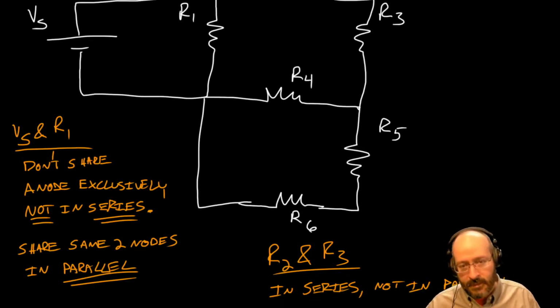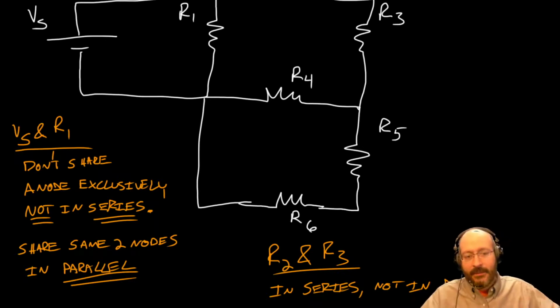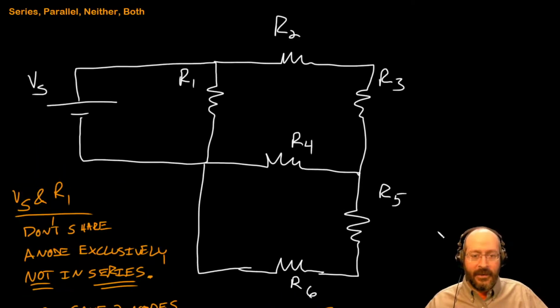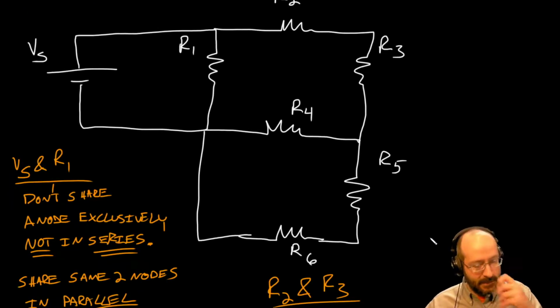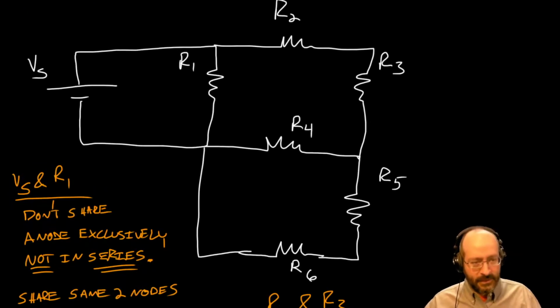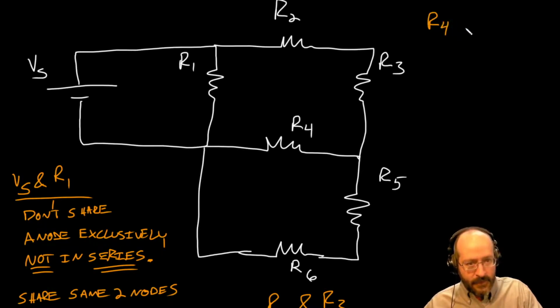Okay, so those we've already covered. Neither, because it happens that sometimes two things are neither. Let me pick out some good ones here. Let's do R4 and R6. Those two resistors. How are they connected to each other? Let's see if I can squeeze it up here in the margin. Okay, R4 and R6.